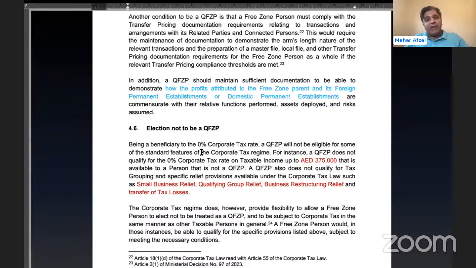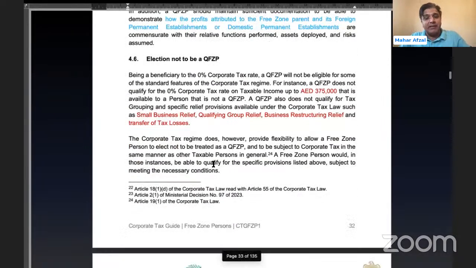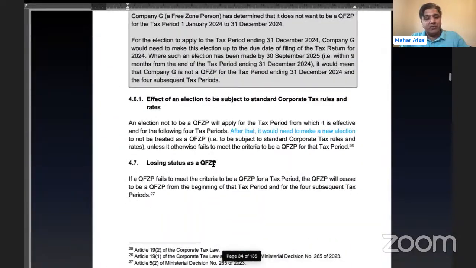Once you make an application, it will be effective from the start of the tax period in which you have made the application and for the next 4 years. After 1 + 4 years, this will expire and you will have to apply again if you want to remain a taxable person. They have highlighted this in the qualifying free zone person section. You can go through the example as well.